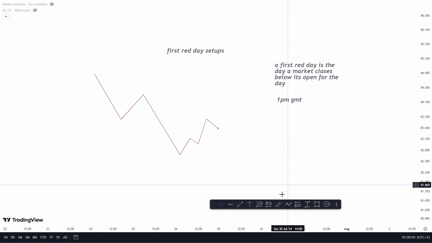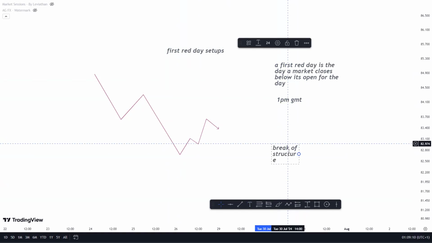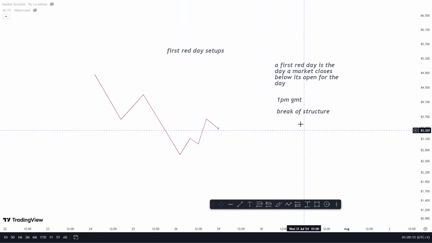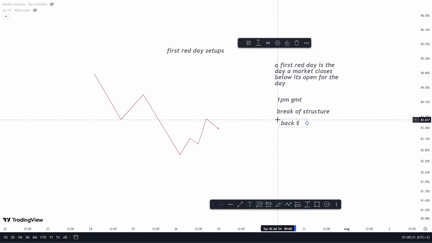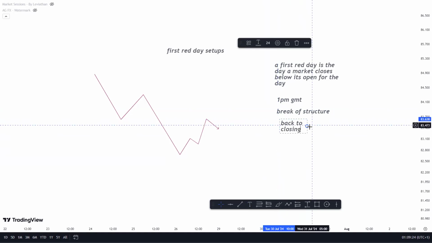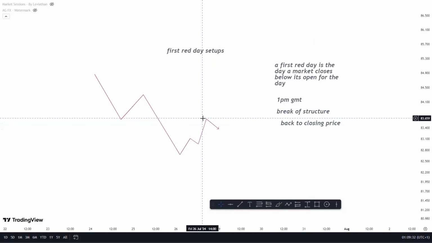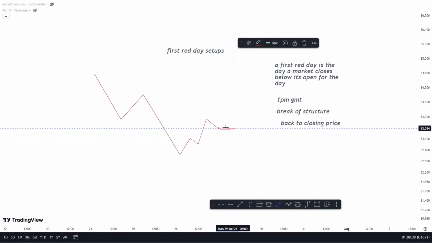I want to see a break of structure to the downside. I also want to see the market go back to the closing price. So what's the closing price? The closing price is the area where the market closed for the previous day. So on this first red day, where the market closed, this is the closing price. Do you understand? So my trading day is the next day. I trade on the next day.